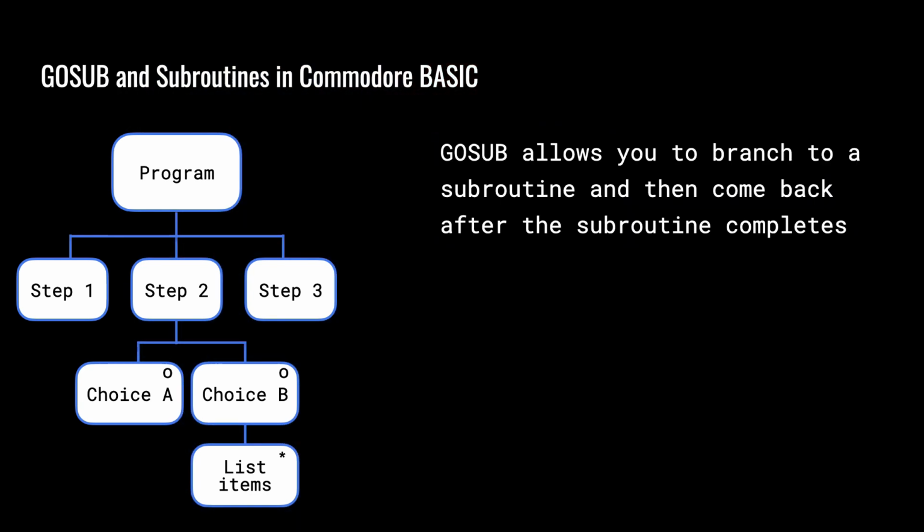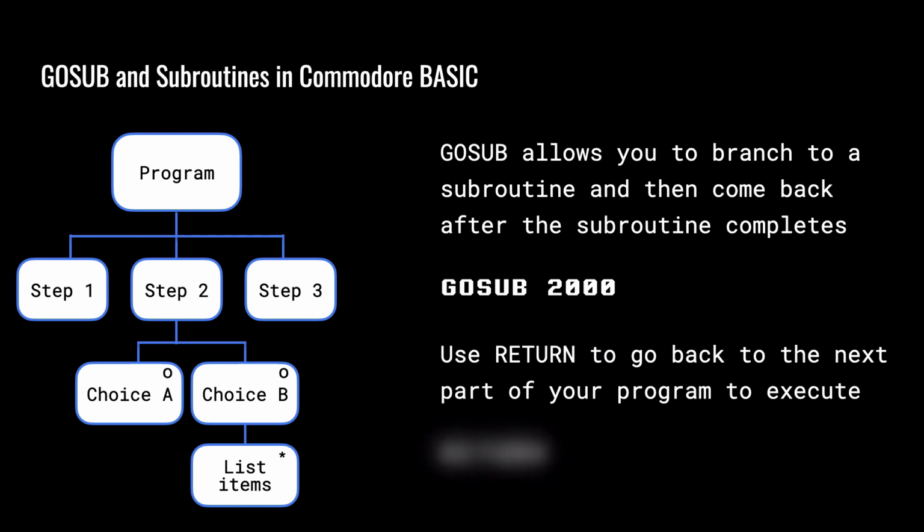Subroutines are very, very important for splitting your program into smaller, more manageable and more reusable parts. In Commodore BASIC, we use GOSUB. We use GOSUB to a line number. When we've done with our subroutine, we've done all the commands, we use return to go back to the next line after where we left from.